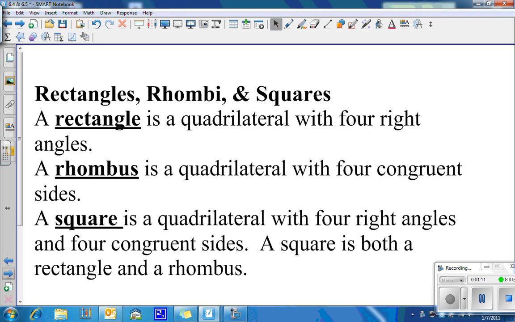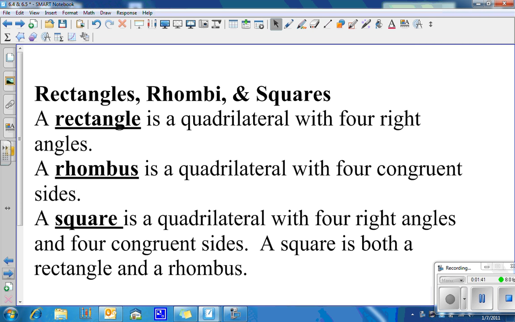All right, so today we're talking about 3 different types of parallelograms: rectangles, rhombus, and squares. Rectangles are quadrilaterals. They're parallelograms. They have 4 right angles. All the facts that apply to parallelograms apply. Opposite sides are equal. Opposite angles are equal. Of course, they're all 90. The diagonals bisect each other.